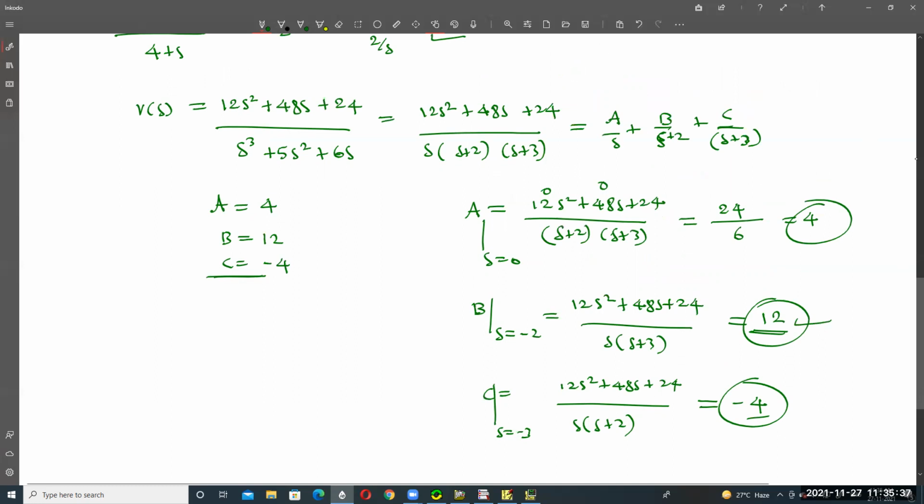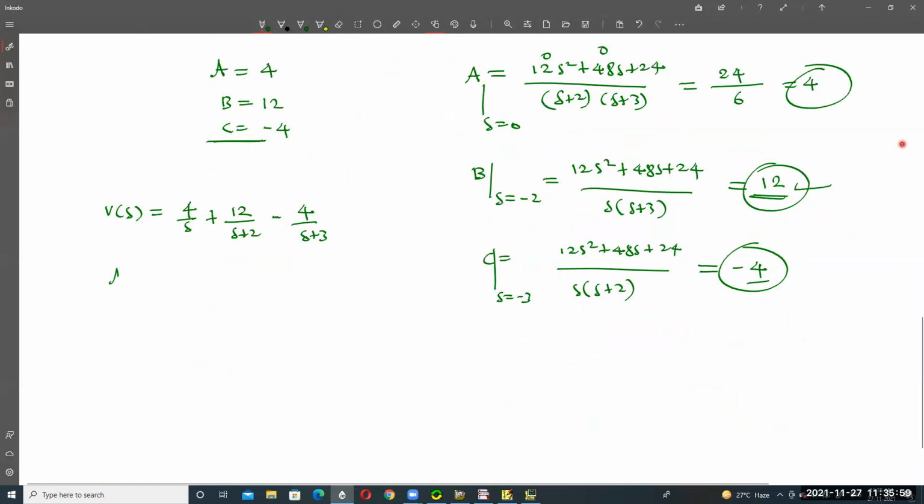Then V of s is equal to A, that is 4 by s, and then B, how much? 12 divided by (s + 2). C, minus 4 divided by (s + 3). Apply inverse Laplace transform.